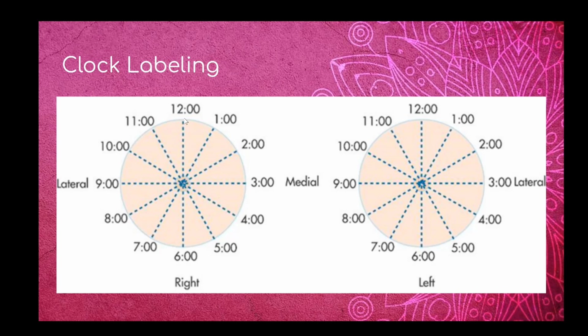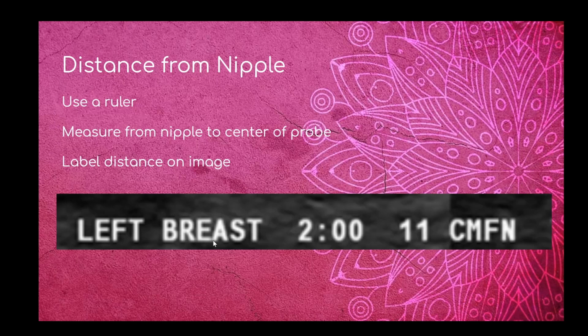But I like that this shows us how we're also going to scan the radial planes at each clock position. The last thing that we want to put in our label then is the distance from the nipple. So you are usually going to have a ruler at your station. You're going to pick up that ruler, put the end of it on the nipple, and then measure to where the lesion is found.